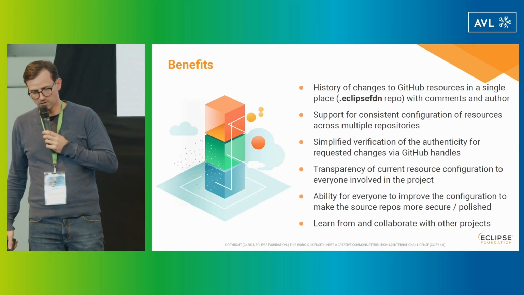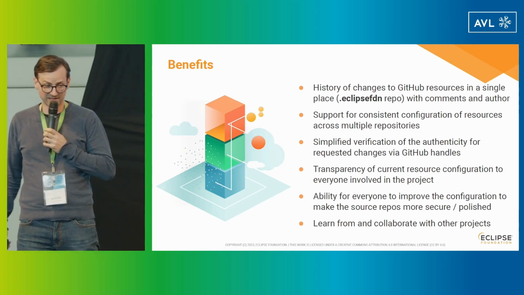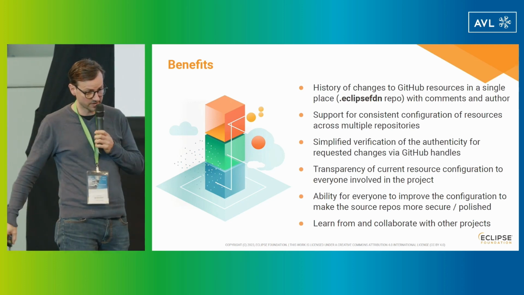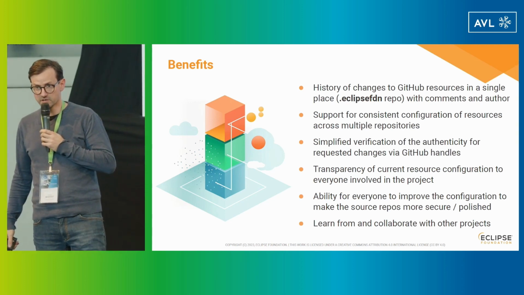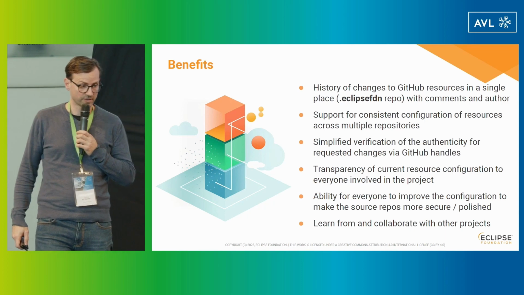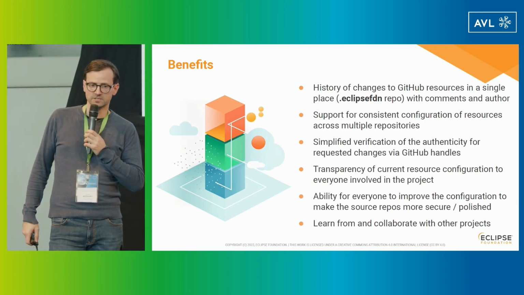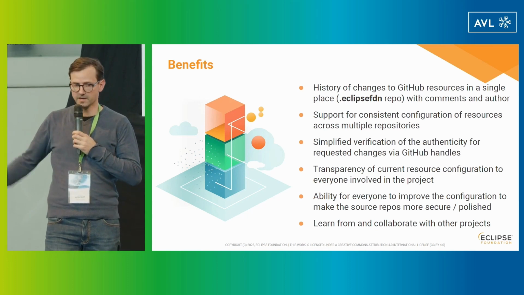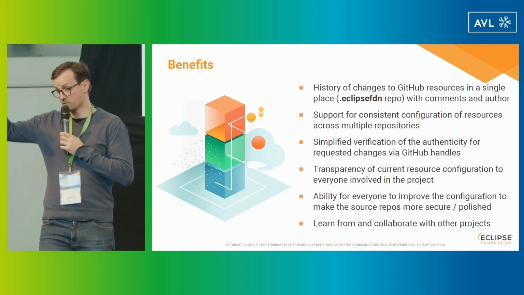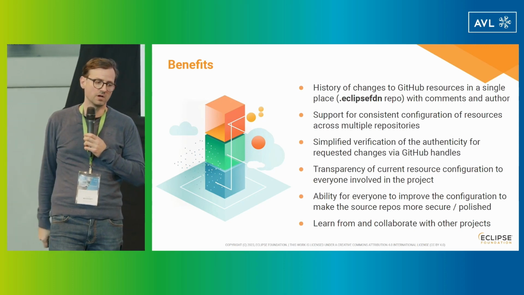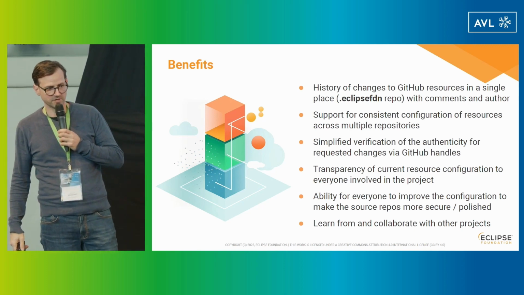As I said already previously, it's easier for us now that changes or change requests to the configuration are done via pull requests on GitHub, to verify the authenticity of the author. So we know from the handle, this is this guy, and he's a member of this project, he's a committer or he's a project lead, so that we know we can approve this change more easily.